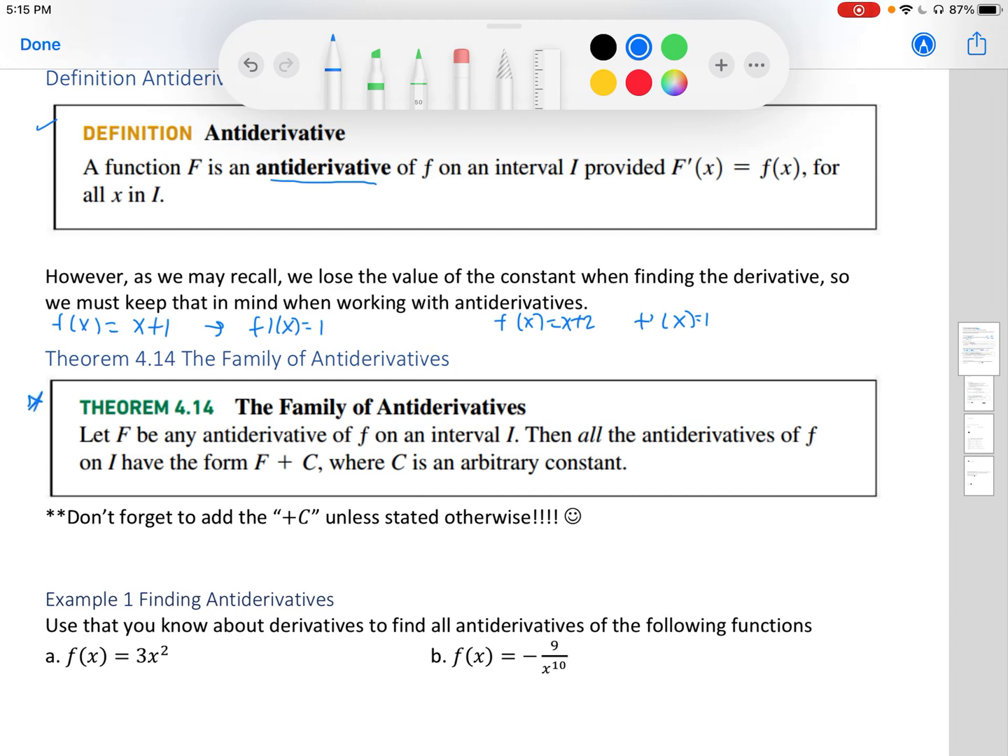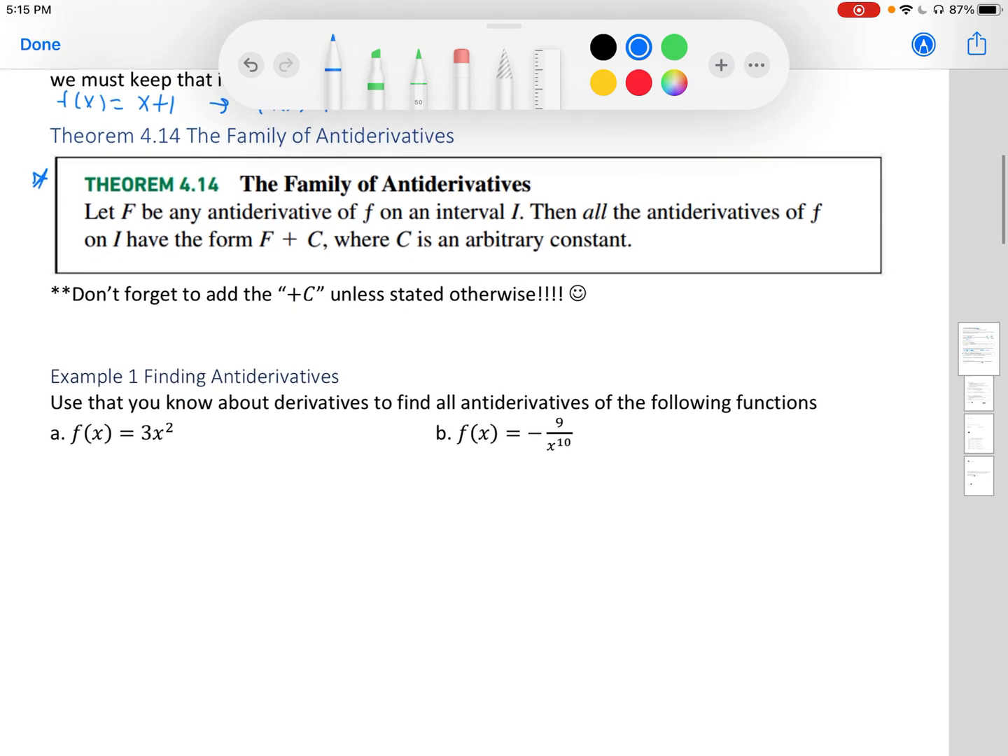Next, we have theorem 4.14, a family of antiderivatives. Let F be any antiderivative of f on an interval I, then all antiderivatives of f on I have the form F plus c, where c is the arbitrary constant. So let's make that word part of our vocabulary, the arbitrary constant. In other words, don't forget to add the plus c unless stated otherwise. There will be situations in the future where you will not need to write the plus c, but for now, always write the plus c.